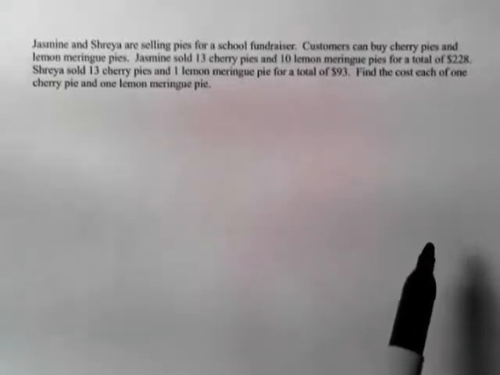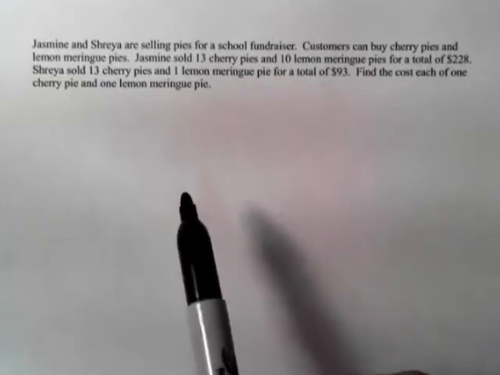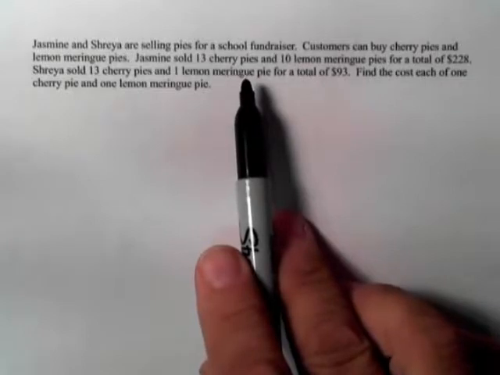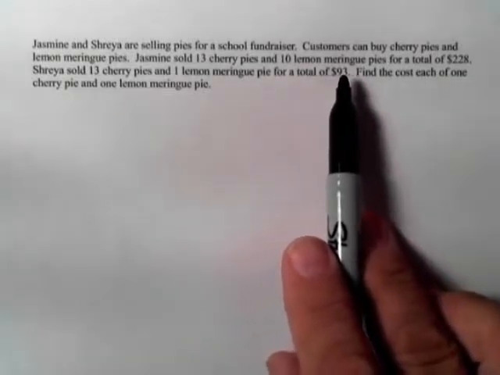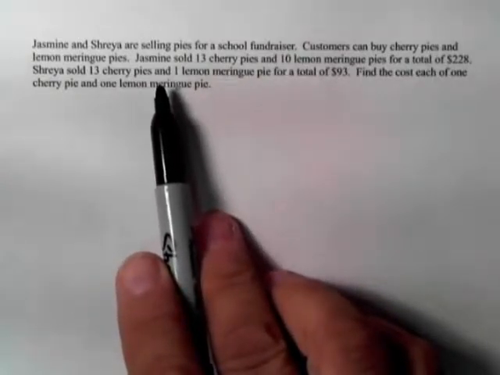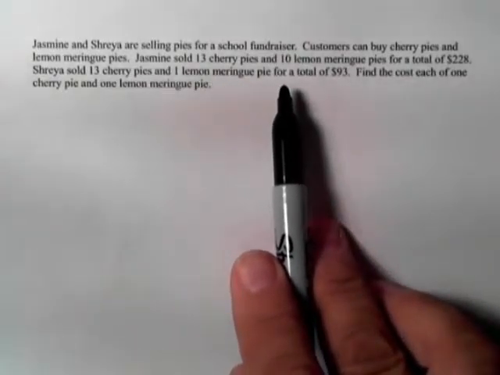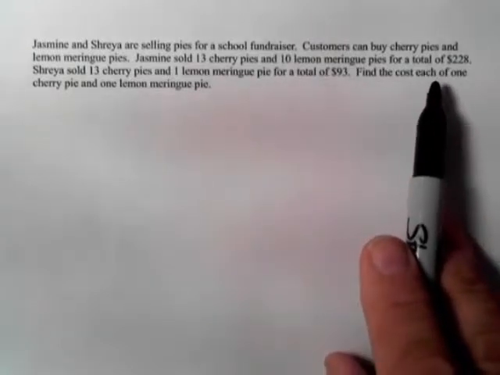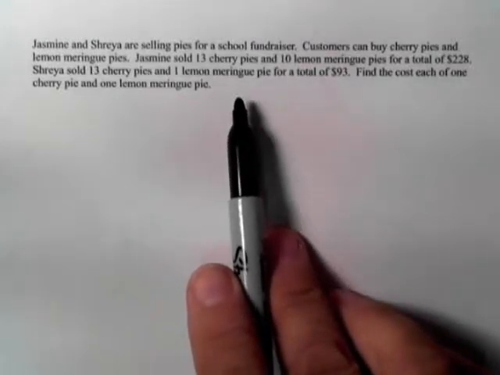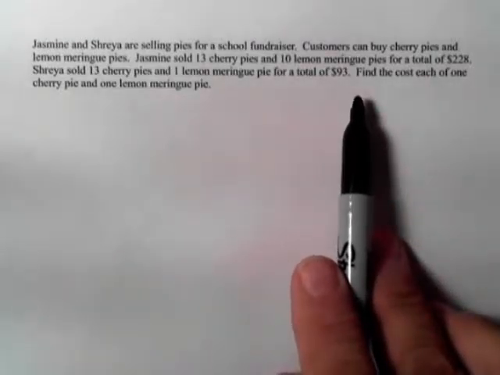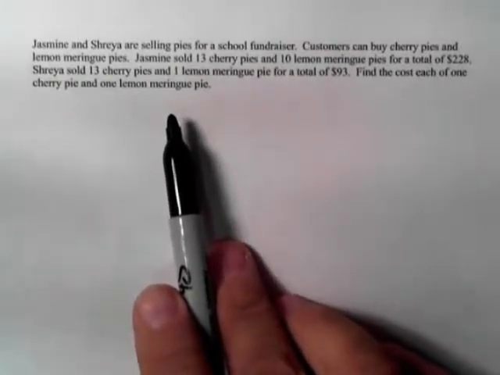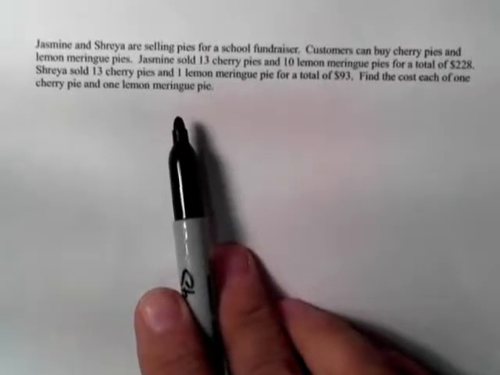Okay, here's our first example to look at. And let's read through it here. Jasmine and Shreya are selling pies for a school fundraiser. Customers can buy cherry pies and lemon meringue pies. Jasmine sold 13 cherry pies and 10 lemon meringue pies for a total of $228. Shreya sold 13 cherry pies and 1 lemon meringue pie for a total of $93. Find the cost of 1 cherry pie and 1 lemon pie. In other words, we want to find the cost of the individual pies.